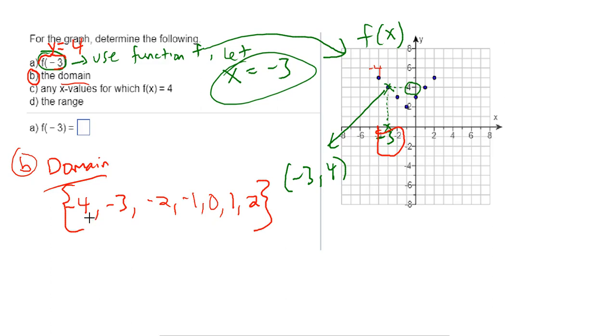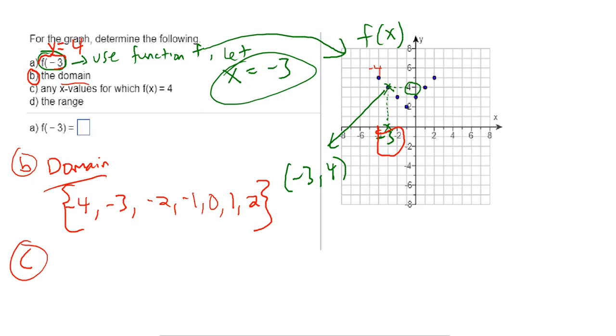So for example, -3.5 is not listed here because there's no point on this graph where x is equal to -3.5. So it's specifically just the numbers -4, -3, -2, -1, 0, 1, and 2, and nothing else. Just those, how many is that? Just those 7 numbers is all that it's possible for x to equal. Nothing else is allowed. So that's the domain.